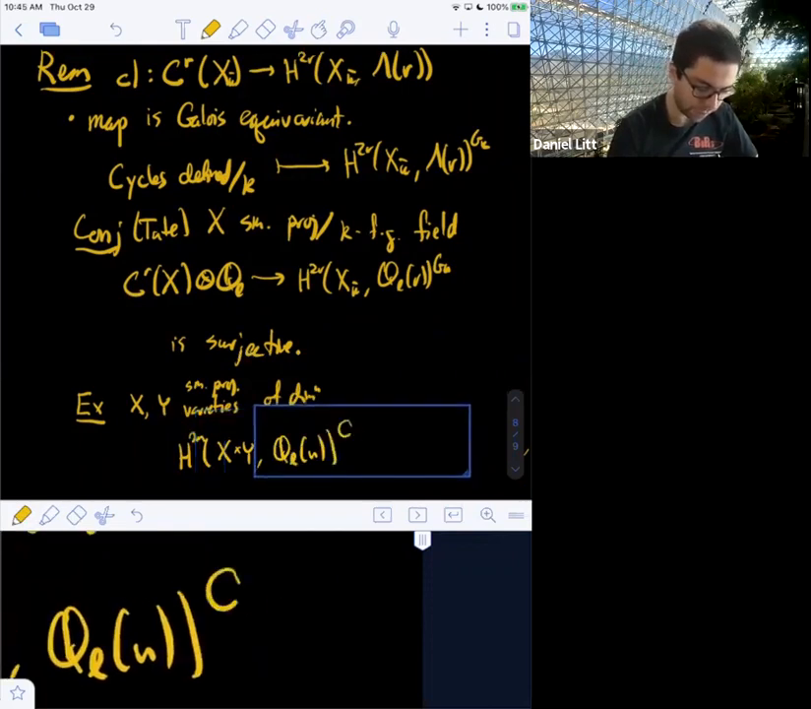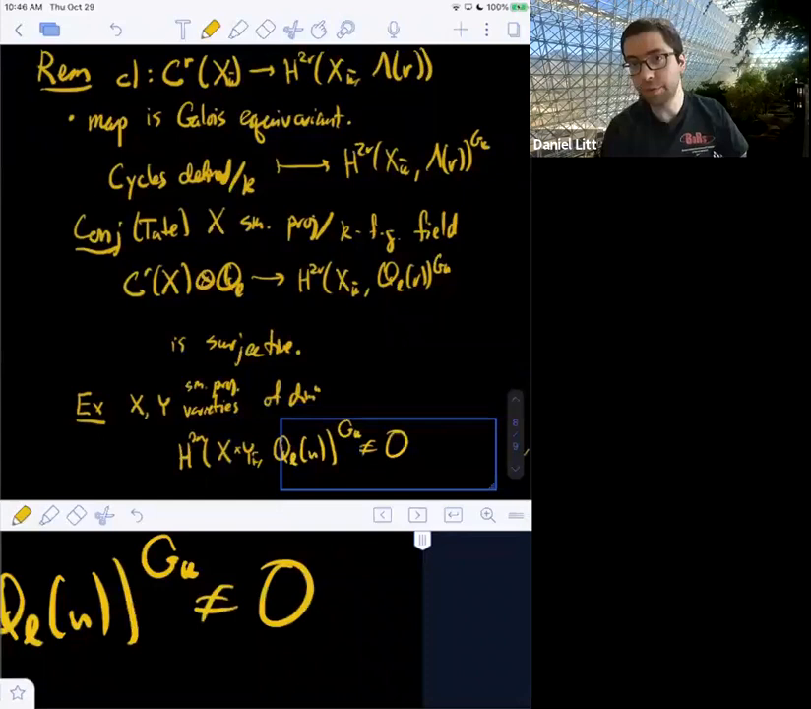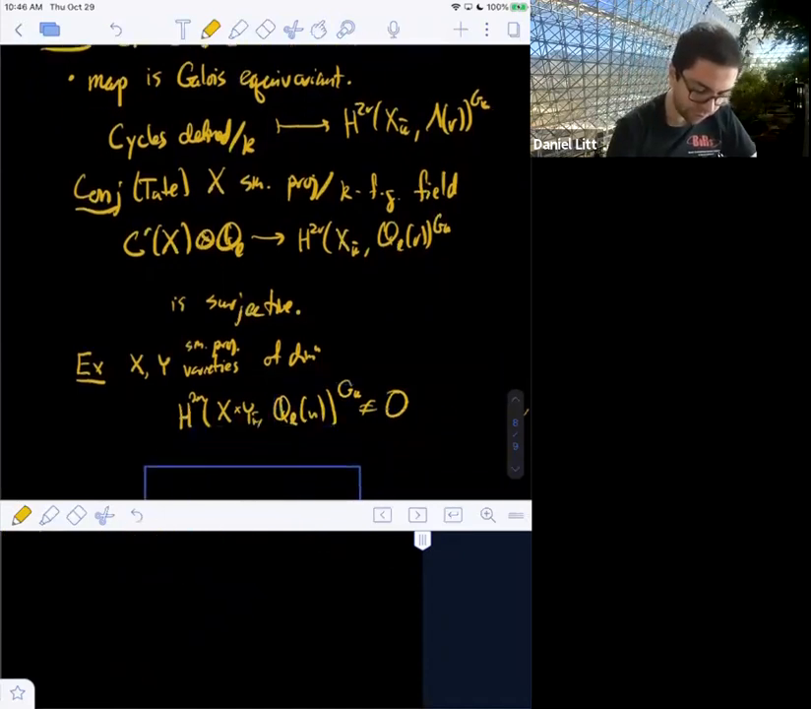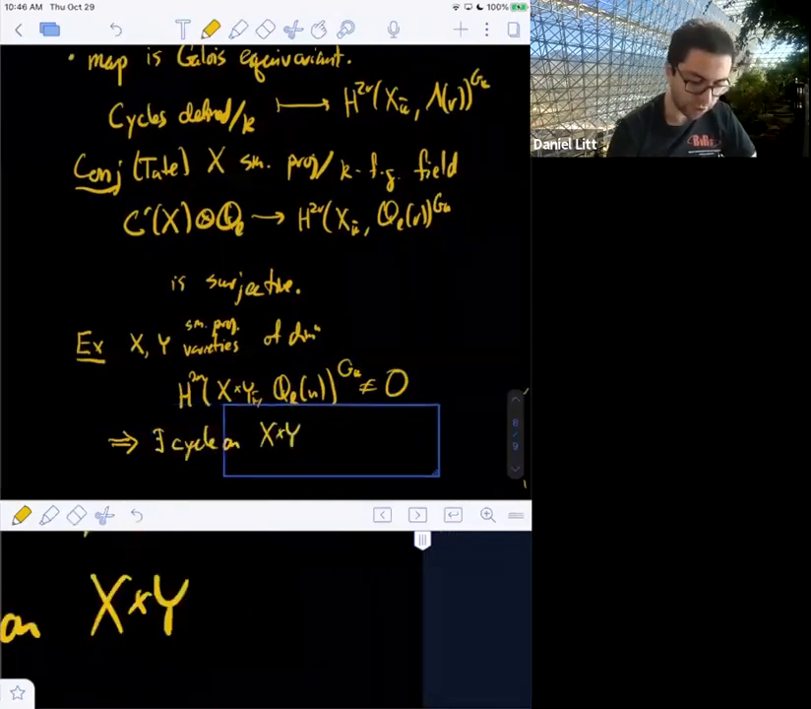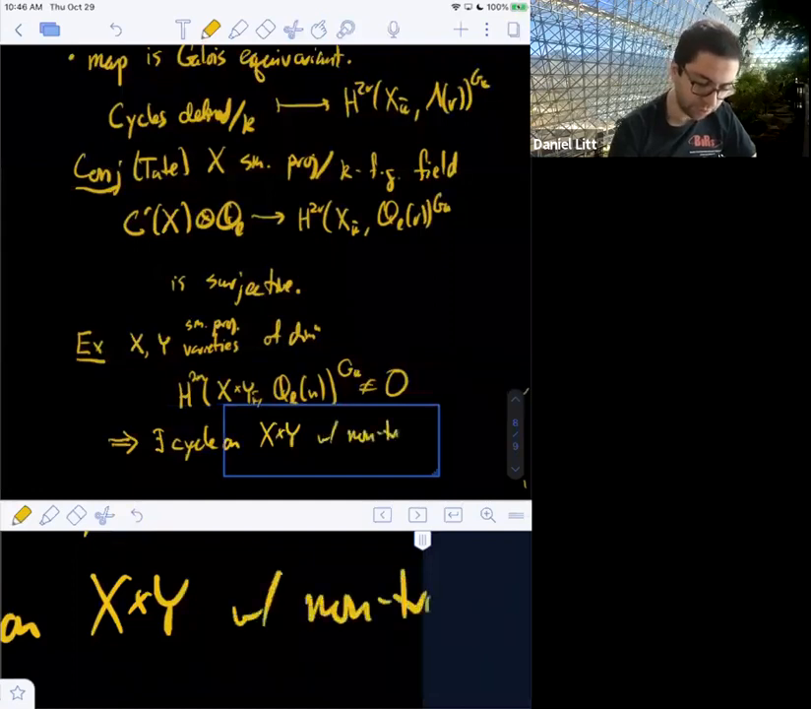Suppose that we have a Galois invariant class in this. Another way of saying this, if you think about the Kunneth formula, is that there's a Galois invariant map from the cohomology of X to the cohomology of Y. It's the same statement. Then this should imply that there exists a cycle on X times Y with non-trivial cycle class.